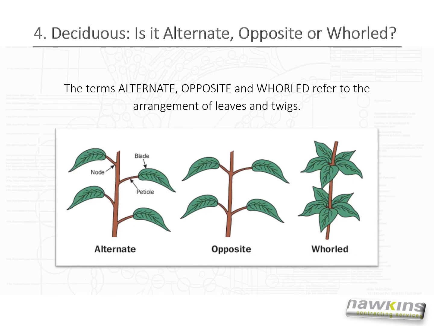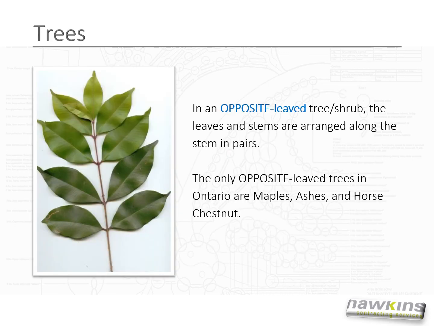Deciduous. Is it alternate, opposite, or whorled? The terms alternate, opposite, and whorled refer to the arrangement of leaves and twigs. In an opposite-leaved tree or shrub, the leaves and stems are arranged along the stem in pairs. The only opposite-leaved trees in Ontario are maples, ashes, and horse chestnut.